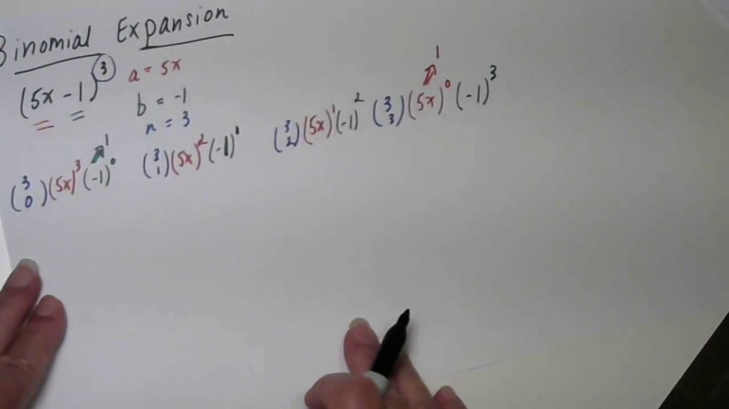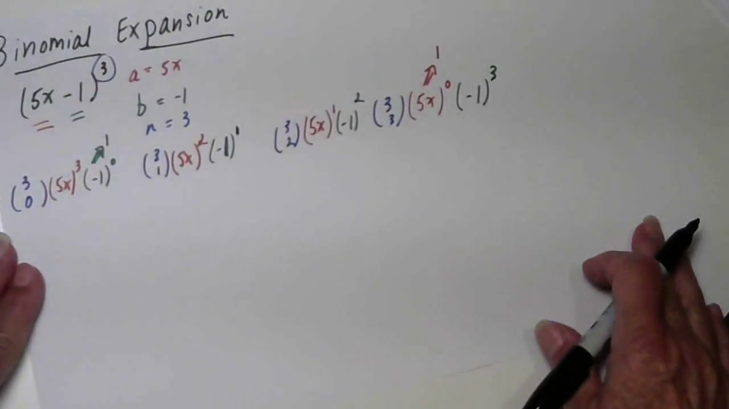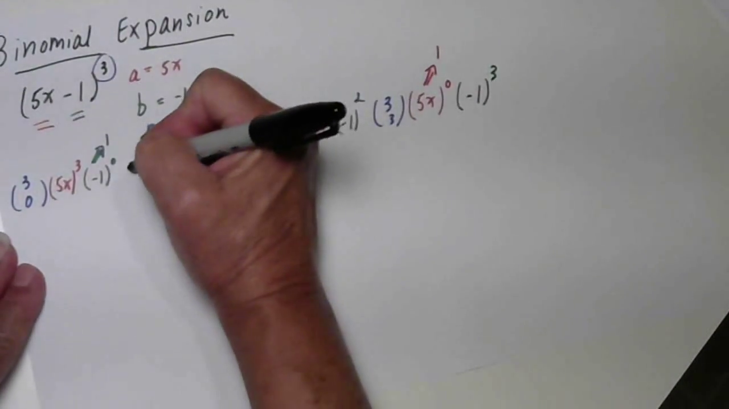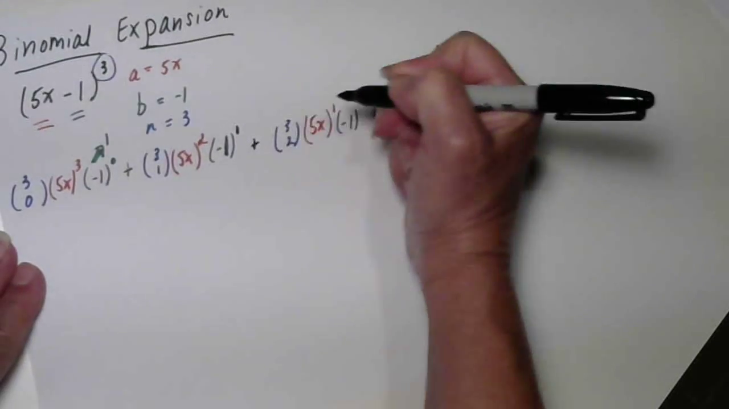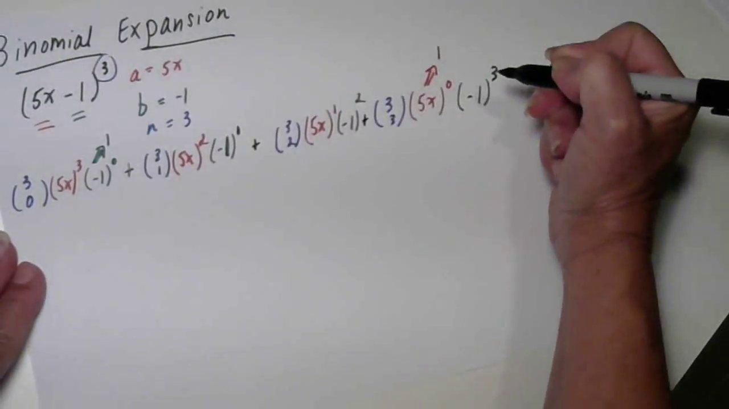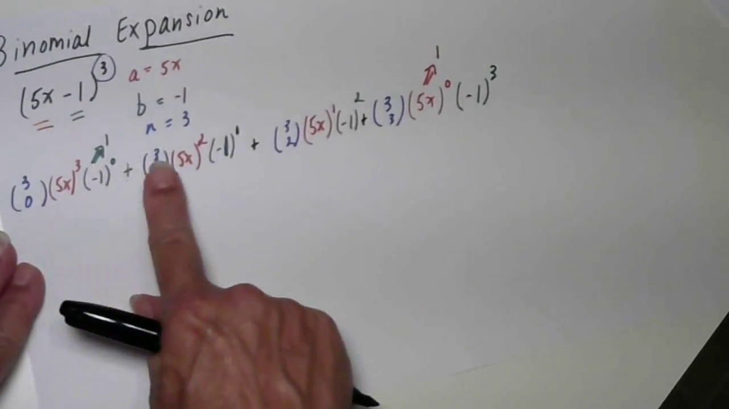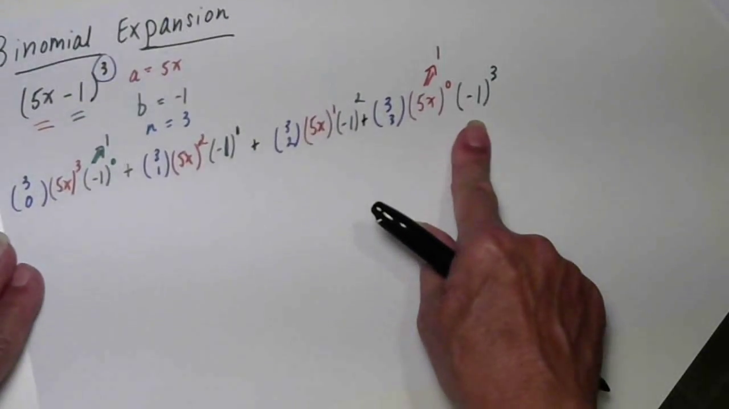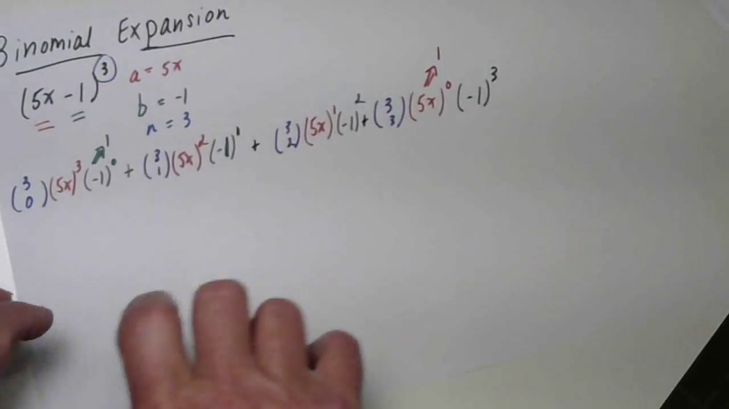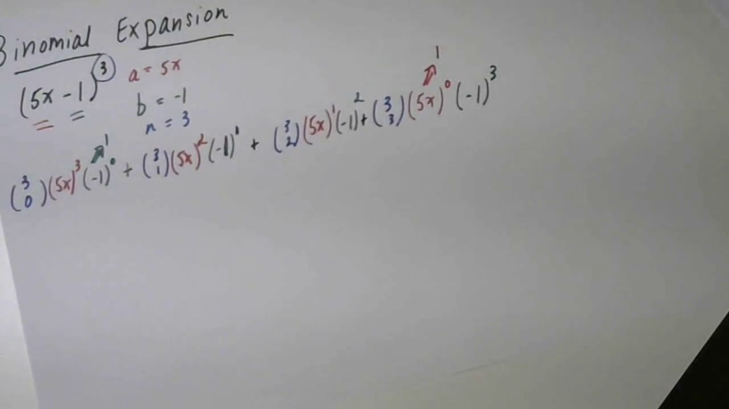So this is looking kind of Christmassy here, and also it's sort of run on. So let me put in the plus signs so we can see our individual terms. First term, second term, third term, fourth term. So now that we've laid out the information using our patterns, it's time to start to evaluate.